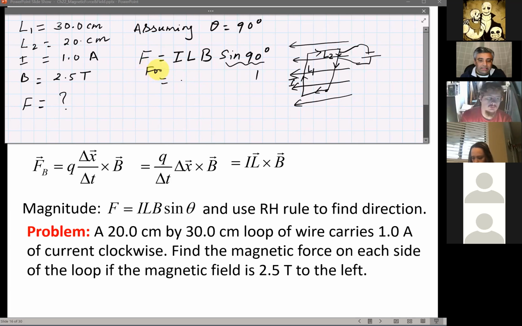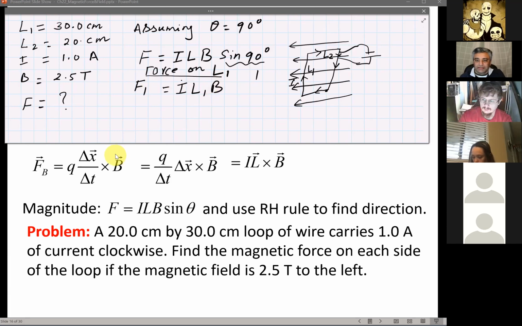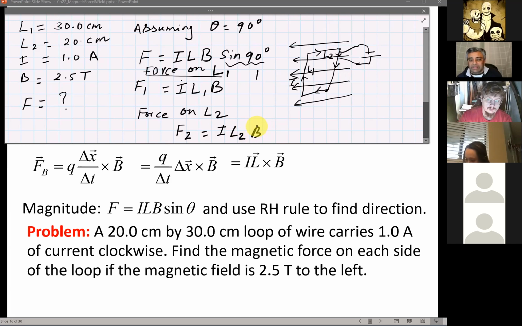Now let's say the force on L1, right? So let's say F1, the force on L1 is going to be I L1 B, and the force on L2 is going to be F2 equals I L2 B. See, it's the same magnetic field, right? So that's that.